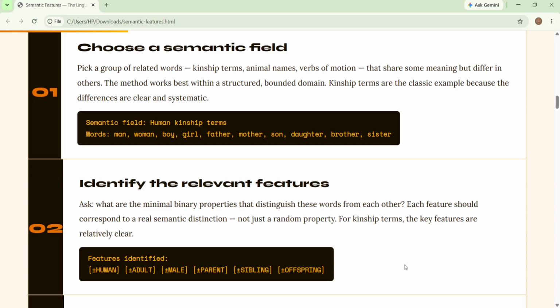Ask yourself what the minimal binary properties are that distinguish these words from each other. Each feature should correspond to a real semantic distinction, not just a random property. For kinship terms, the key features are relatively clear. The first ones that can be taken when you're doing componential analysis are human, adult, male, parent, sibling, offspring. So these are the relevant features that you can take.